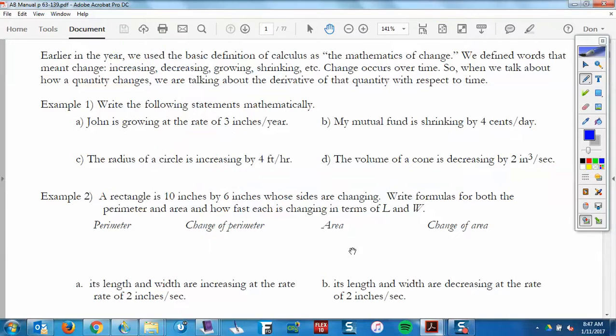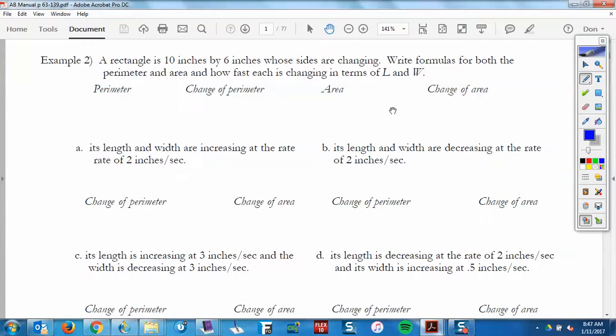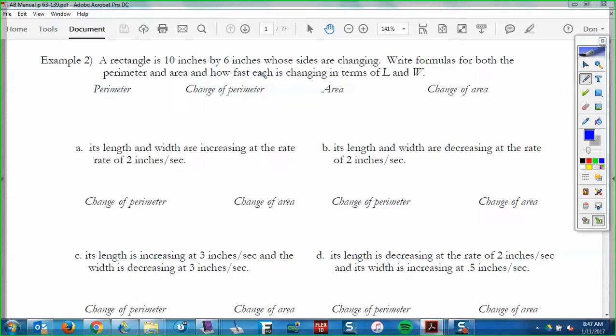Okay, so here's what problems are going to look like. It's totally up to you if you want to write this down, that's fine, but this can be similar to what homework problems are going to look like. A rectangle is 10 inches by 6 inches, but its sides are changing. Well, think of this. You know what I mean? This rectangle is growing. Now, there are multiple things growing all at the same time. Tell me something that's growing on this thing.